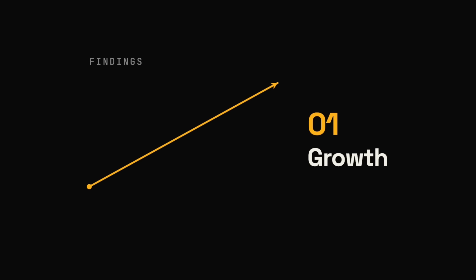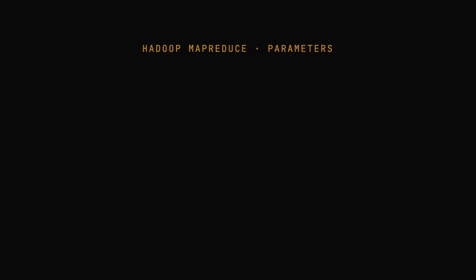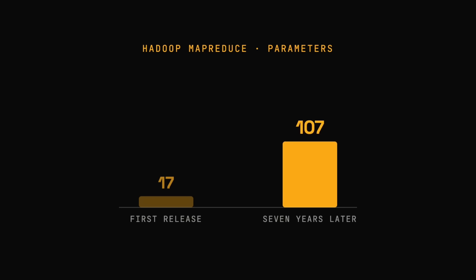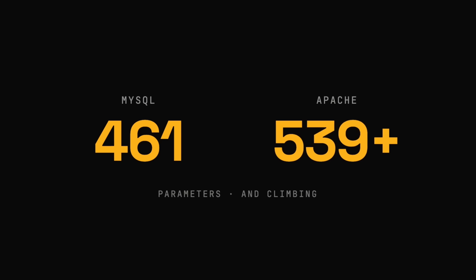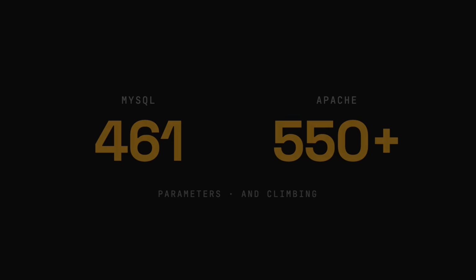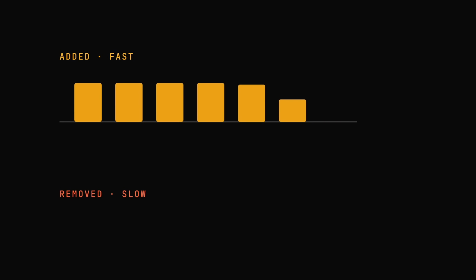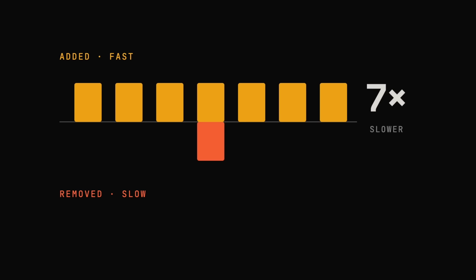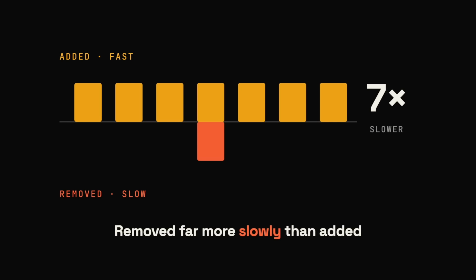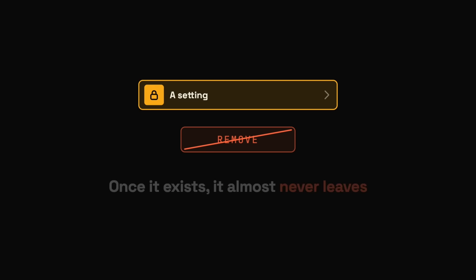We'll start with growth. Hadoop's MapReduce went from 17 parameters in its first release to 173 7 years later. MySQL reached 461. Apache passed 550. The interesting thing there is that parameters were being removed about 7 times more slowly than they were being added. This means that once a setting exists, it almost never leaves.